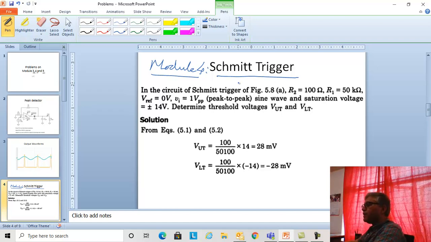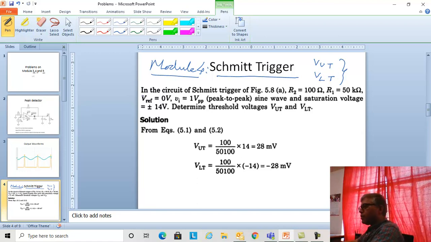I can't go much into theory, so I have told you just a brief theory. You may have to do some groundwork. VUT, the upper threshold voltage, and VLT, the lower threshold voltage, are the two important parameters. The difference between these is your hysteresis. Most problems will be based on VUT, VLT and hysteresis.